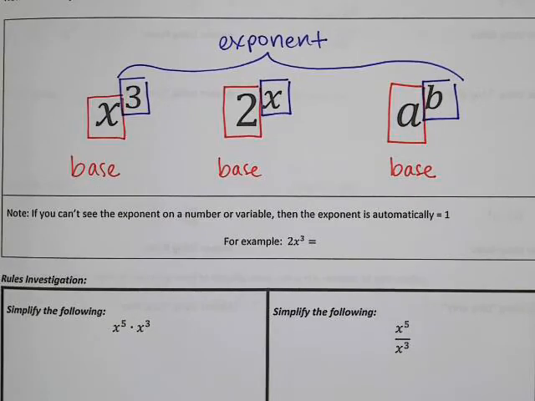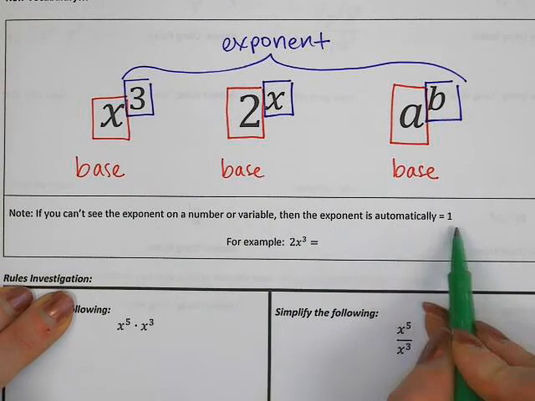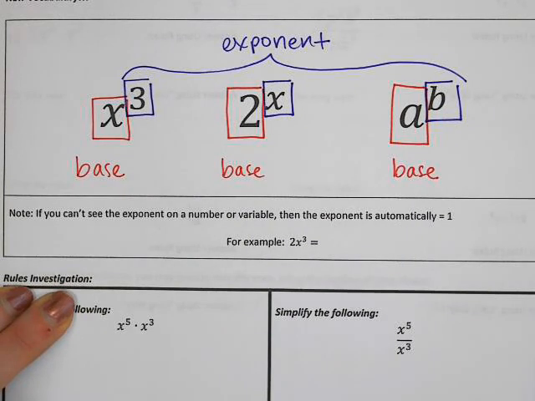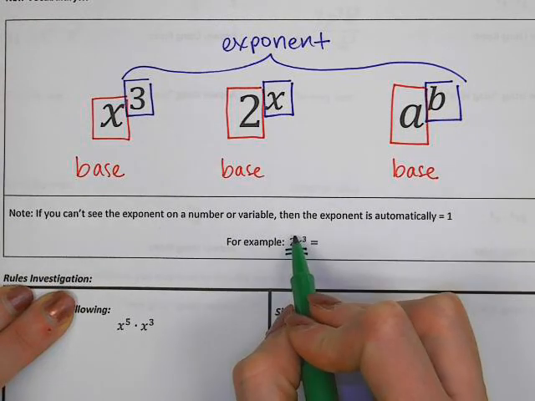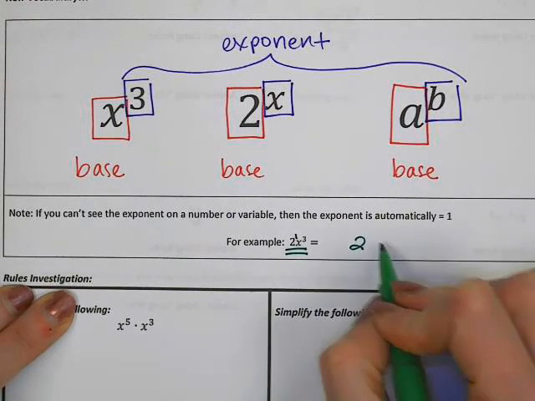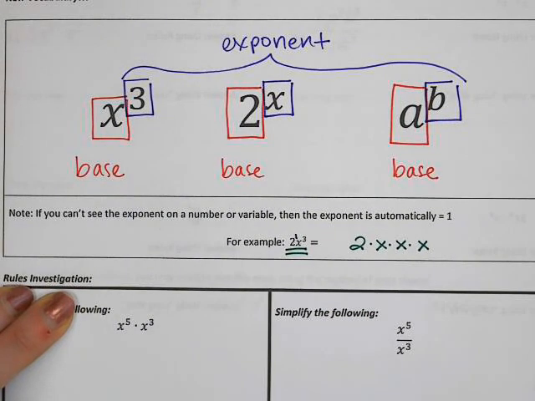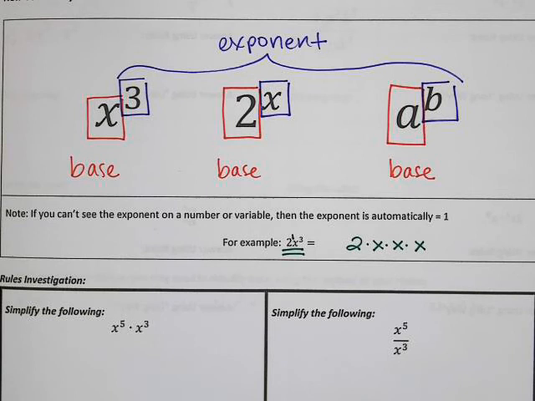Now, let's say one of those is missing, then it's automatically a 1. If you can't see an exponent on a number or variable, then the exponent is automatically 1. So for example, 2x to the third power, there is really a secret 1 here if there's no exponent. So this would be 1, 2, and then there would be 3 x's. So anytime there's an exponent missing, just put a 1 there, and you know there's one of them.